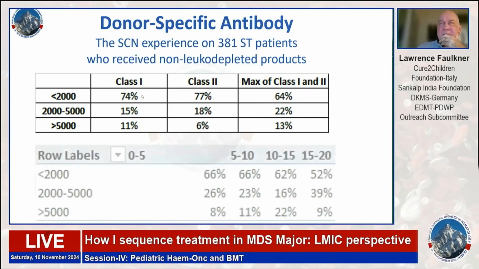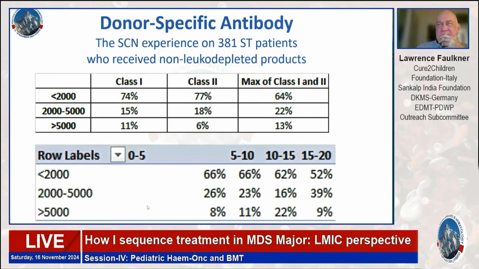And the other thing is, though numbers are small, there is a suggestion, and I guess this is intuitive, that the chance of having significant DSA positivity, in other words, more than 2,000, increases with age. And this may also contribute to increased risk of rejection for older patients with thalassemia undergoing haploidentical transplantation. But as I said, we have not transplanted patients with more than 2,000 mean fluorescent intensity on Luminex testing.